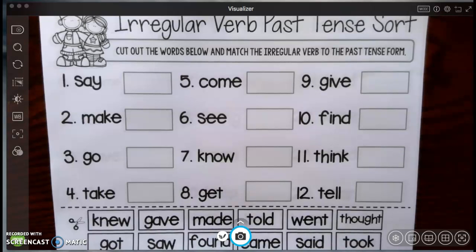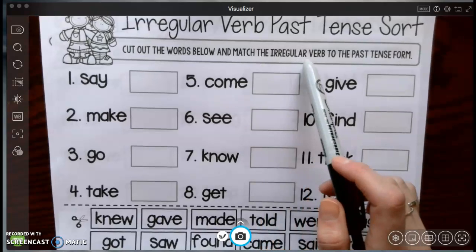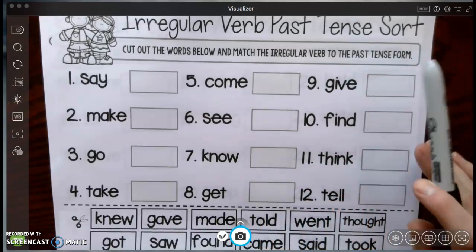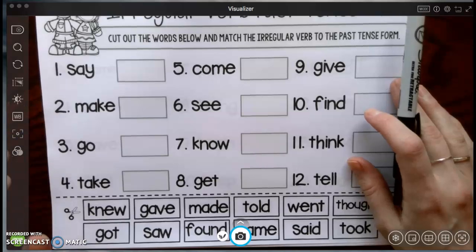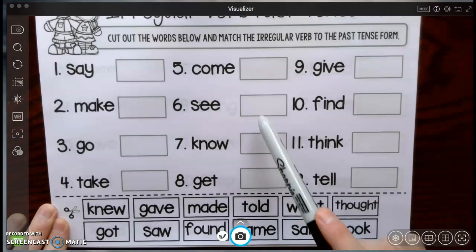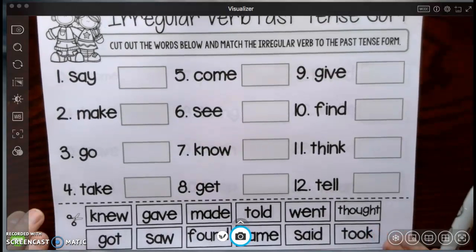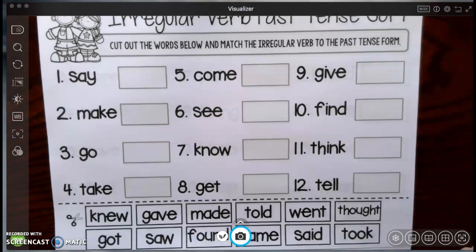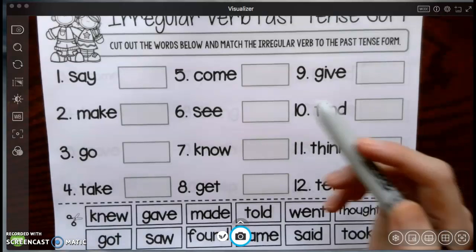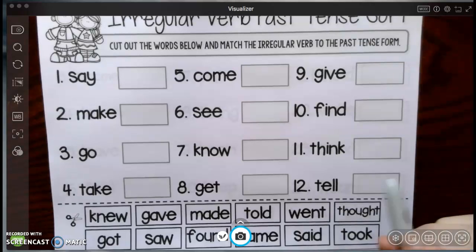Now, how do you go about doing this? Well, the instructions say cut out the words below and match the irregular verb to the past tense form. So if you have scissors and glue and all that, you can cut out all these words down here and glue them next to the correct corresponding verb here in the present tense. Or if you want to save yourself some time, or maybe you don't have scissors and glue, you can simply use a pencil or pen and write in your word next to these. I recommend pencil because sometimes you might make a mistake and then you'd have to go back and fix it.